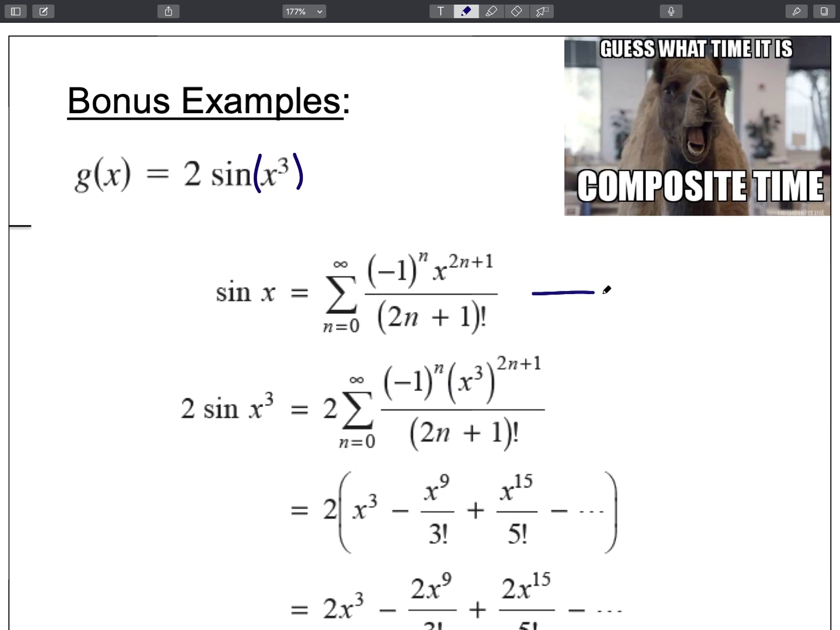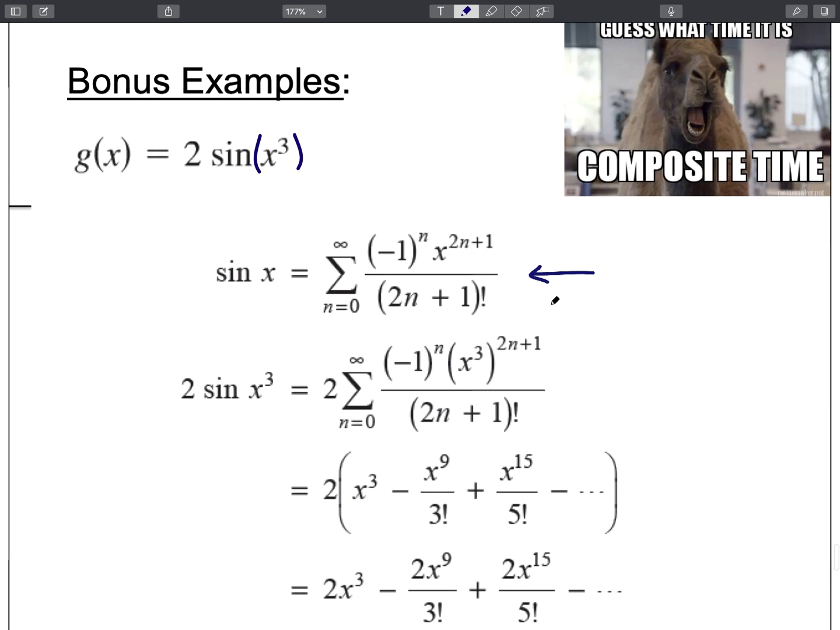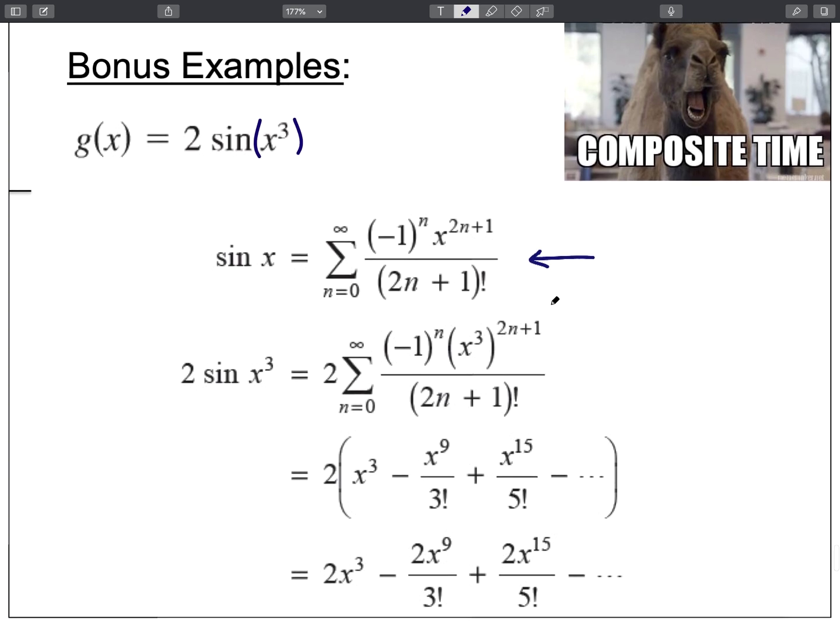which we know, of course, is odd. So if you look at this generic term, hopefully that makes sense as to why they're running that. That's the generic way to write a term in sine. That's odd. Now we're going to replace all the x's with x cubed. So then we could do that.